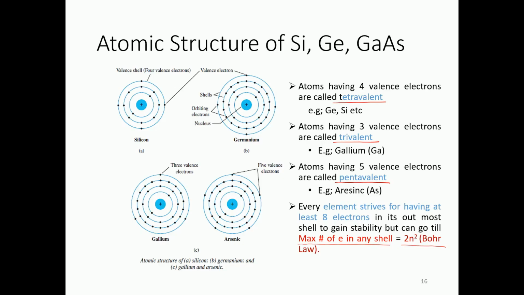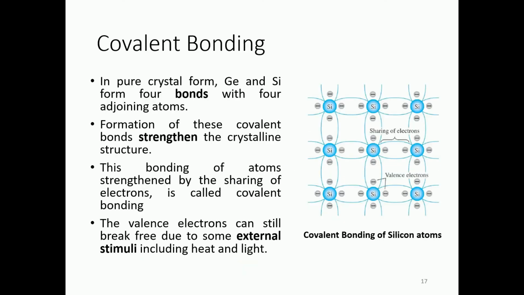Now once we know about these valence electrons, we talk about something which is known as covalent bonding. You might have heard about this in your chemistry course as well. So what is covalent bonding? Whenever we take a pure crystal, let's say germanium or silicon, we see that it forms a lattice structure. Now what is a lattice structure? The lattice structure is formed because we combine the valence electrons of one silicon with the nearby silicon, and the combination of these creates a lattice.